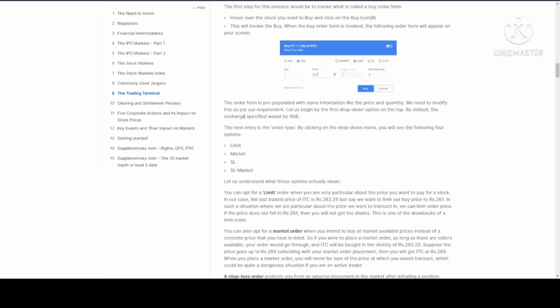By clicking the drop down menu, you will see the following four options: limit, market, stop loss, and stop loss market. Let us understand what these options actually mean.